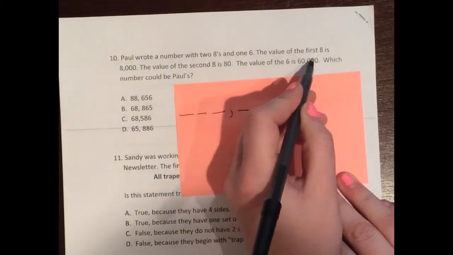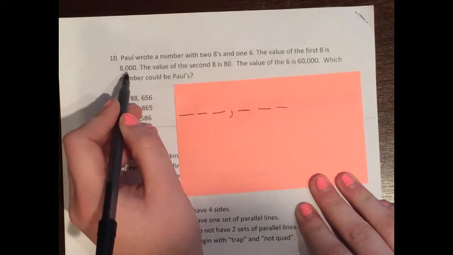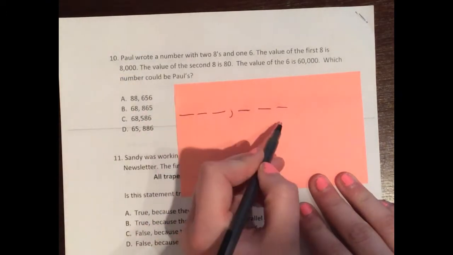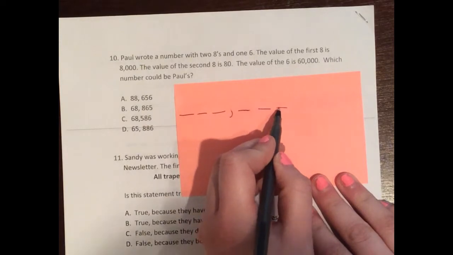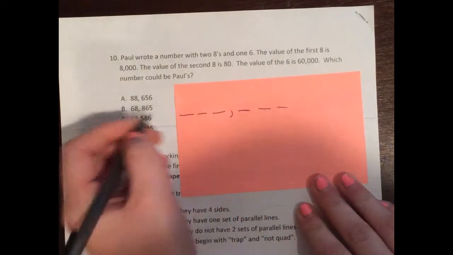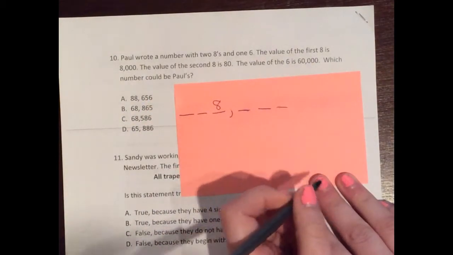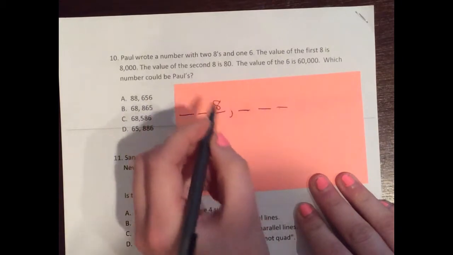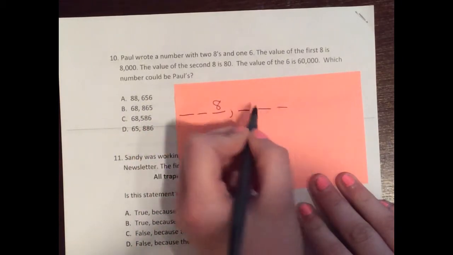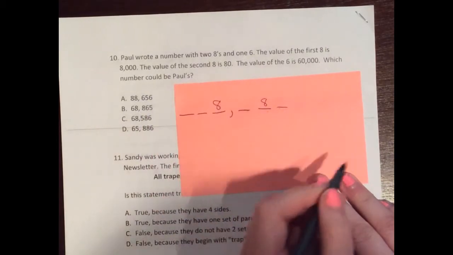The value of the first 8 is 8,000. I know that's 8,000. It's 8 groups of 1,000, so I'm going to put it in my thousands spot. 1, 2, 3, 4. Ones, tens, hundreds, thousands. I'm just going to put an 8. Remember, I'm not going to put the zeros. The value of the second 8 is 80. Ones, tens. Because 80 goes up to my tens place, the 8 is in the tens place.